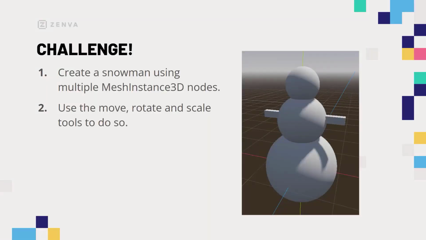Okay, so in between now and the next lesson, I have a bit of a challenge that I want you to complete. What I want you to do is create a snowman using multiple MeshInstance3D nodes, okay? You can see in the example on the right, we are using 3 spheres and 1 box. Now, I want you to use the move, rotate, and scale tools to basically position, change their orientation, and change their sizes until you get something that matches the image on the right. So have a go at that, and I'll see how you're done in the next lesson.